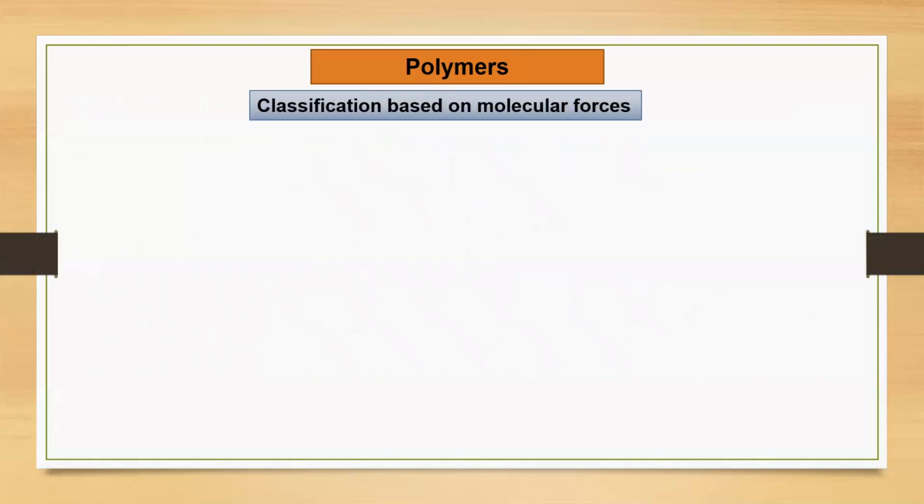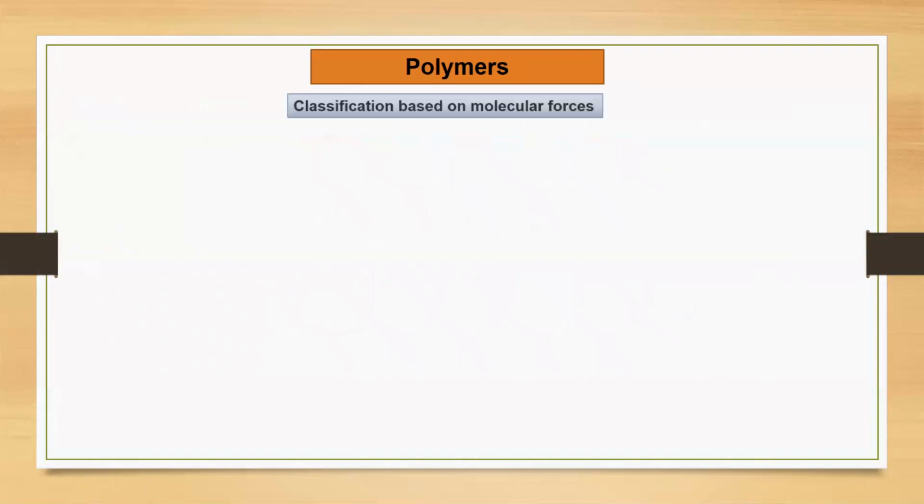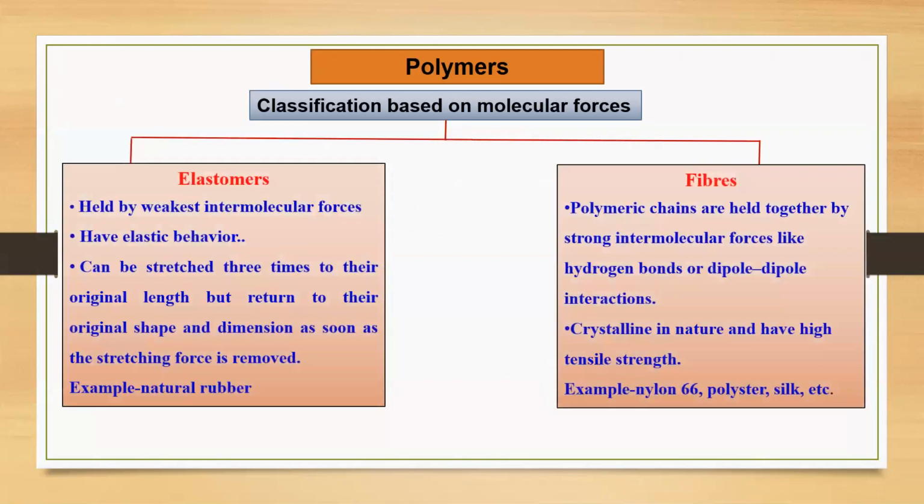And next is classification based on molecular forces. If I take up classification based on molecular forces, it can be categorized as elastomers, fibers, thermoplastics, and thermosetting plastics. So firstly, I'll be taking up elastomers and fibers.